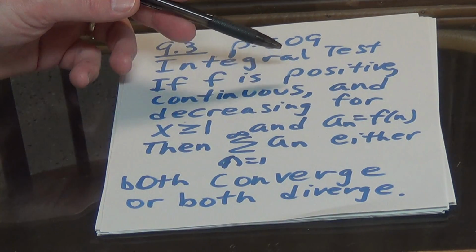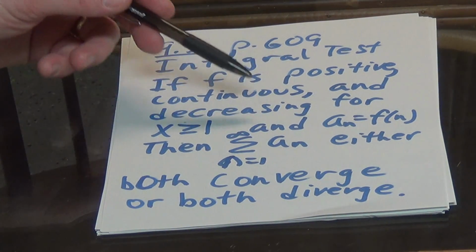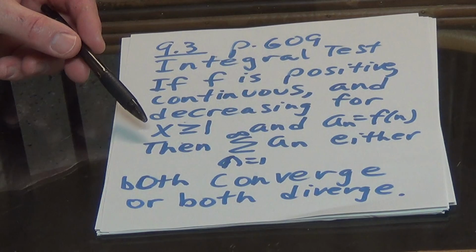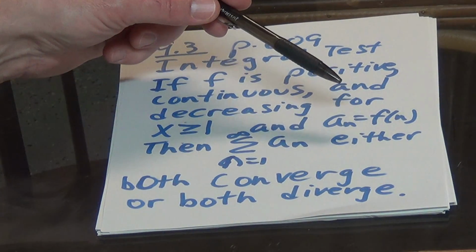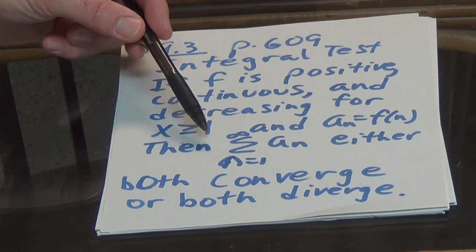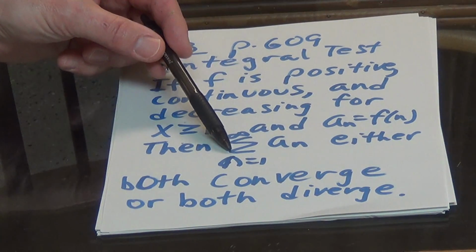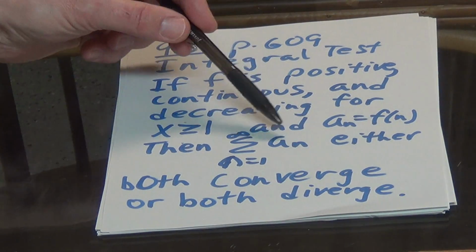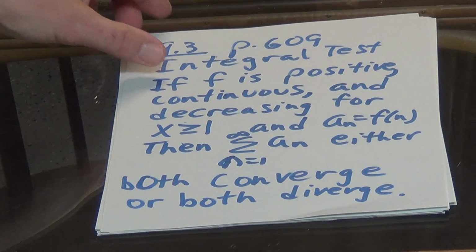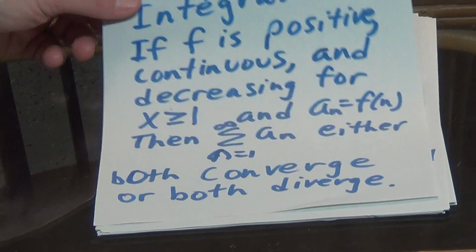Taking f to be a positive function, continuous and decreasing for numbers bigger than 1. We're taking terms off, a n is f of n. The conclusion is that the series, sum of a n, and the integral from 1 to infinity either both converge or both diverge.